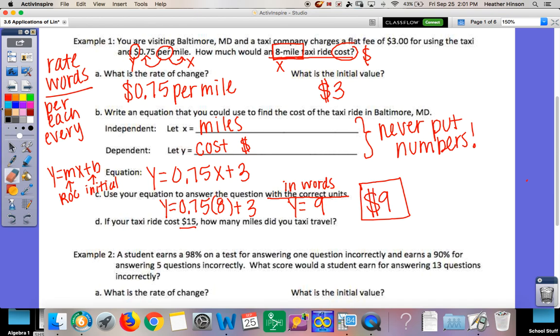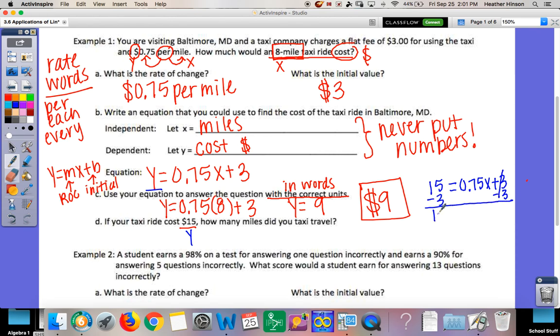So I'm going to write this one over here. Okay, so 15 is Y because that's money up here. So we're going to plug it into Y. So 15 equals 0.75x plus 3. Anytime you plug into y, you're going to have to solve it. So you do the opposite of what you have. So instead of plus 3, I'm going to minus 3.